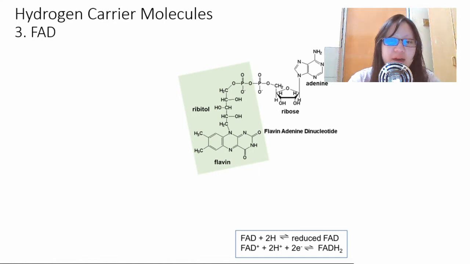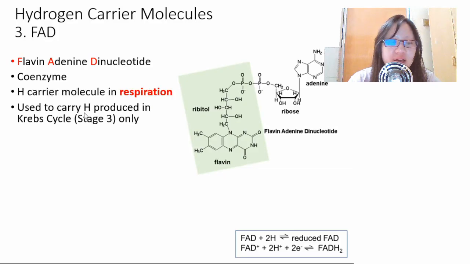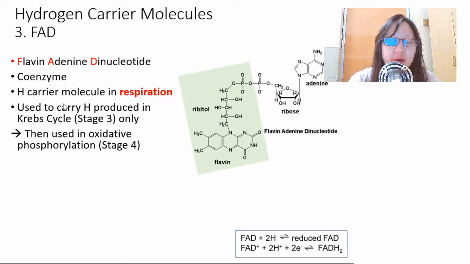Now, let's talk about FAD. FAD is different. It is called flavin adenine dinucleotide. The only similar thing is the nucleotide part, which is not very obvious here, but both of these are nucleotide variants. They are types of nucleotides. You can see here that it is again a coenzyme. It is a hydrogen carrier molecule also in respiration, just like NAD, but it's completely different.